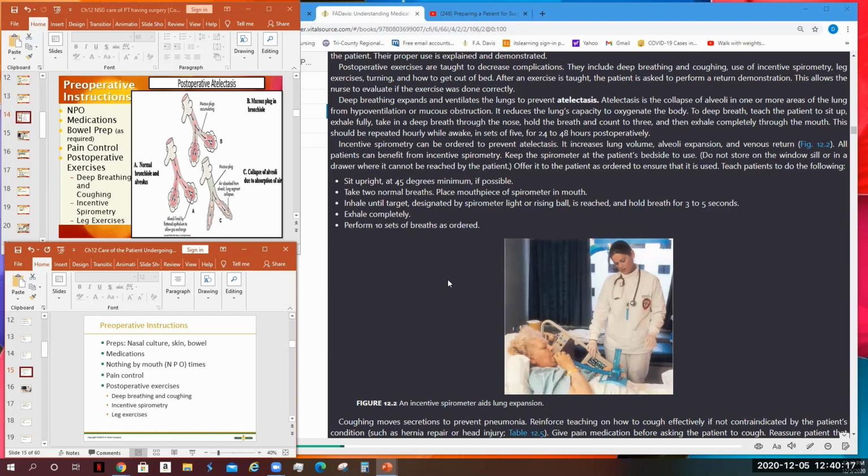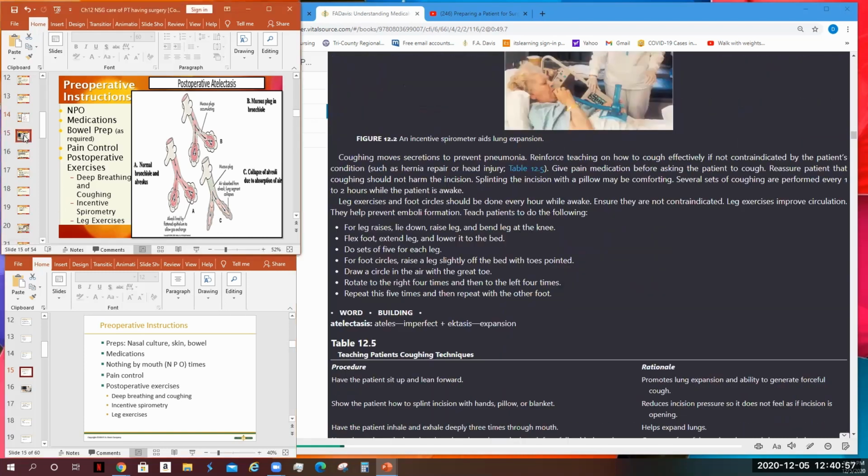Teach patients to do the following. Sit upright at a 45-degree minimum, if possible. Take 2 normal breaths, then put the mouthpiece of the spirometer in the mouth. Inhale until target designated by the spirometer light or the rising ball is reached, and hold breath for 3 to 5 seconds. Exhale completely. Perform 10 sets of breaths as ordered.